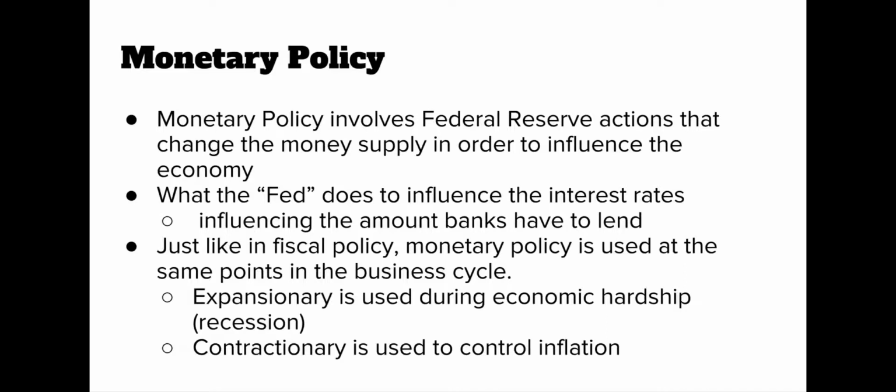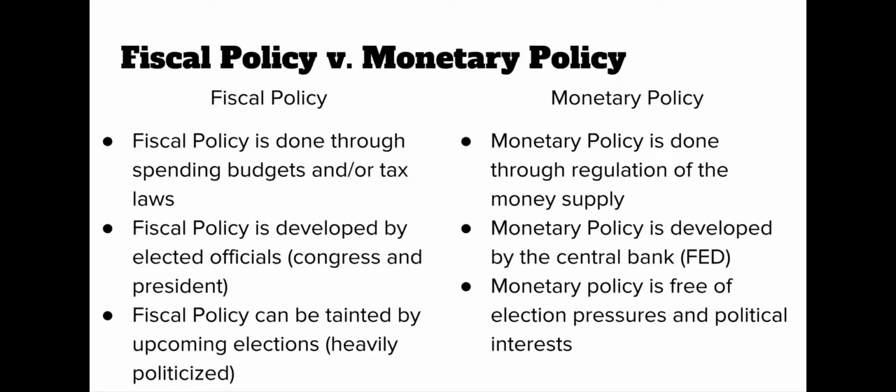So, with understanding what the Federal Reserve is and what they do, they control monetary policy. Okay? They change the money supply in order to influence the economy. So, the Fed influences the amount banks have to lend by adjusting interest rates. Just like fiscal policy, monetary policy is used at the same points in the business cycle. Once again, you have expansionary monetary policy and contractionary monetary policy. You're going to use expansionary policy when you are trying to bring the economy up out of a recession, and you're going to use a contractionary policy when you want to control inflation.